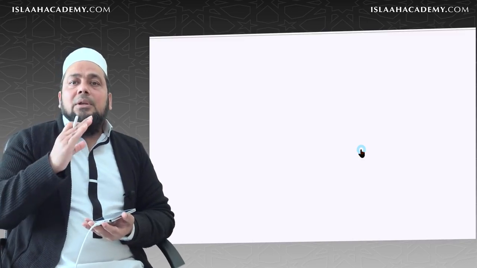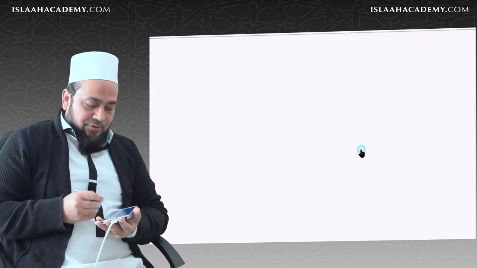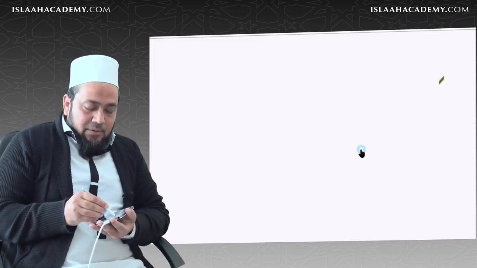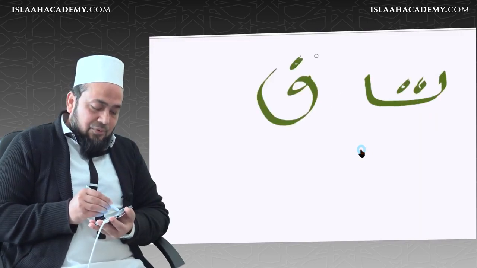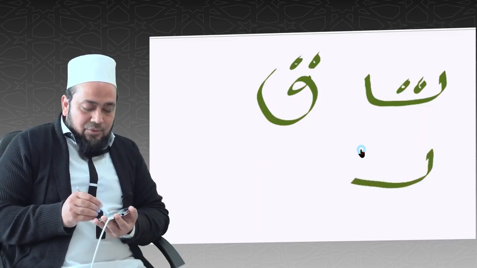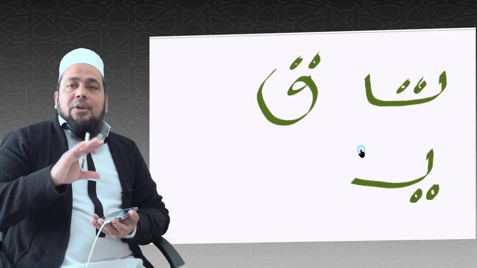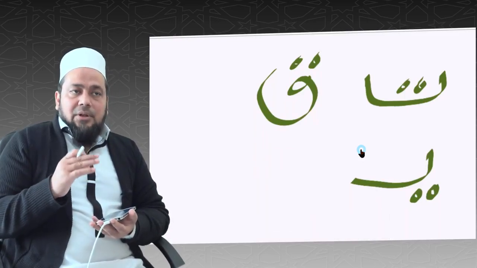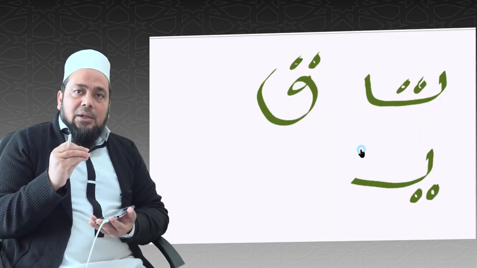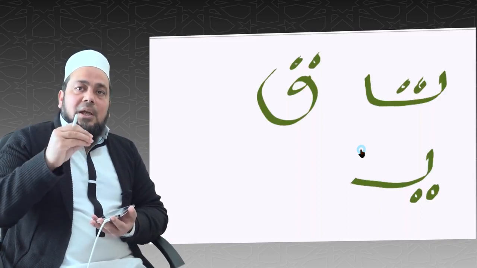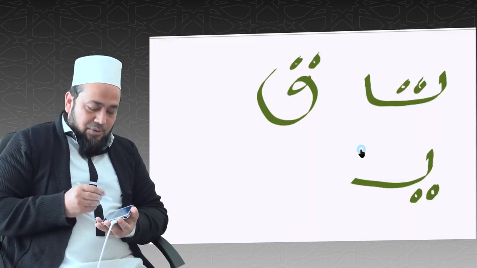There are altogether three letters which have two dots. Let me show you these three letters. Ta got two dots, Kaf got two dots, and Ya got two dots. And sometimes I found some learners get confused to differentiate between Ta and Ya, because when Ta and Ya go to the beginning and middle of the word, then the shape of Ta and Ya is exactly same. Let me show you how.